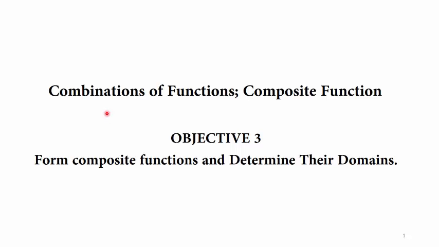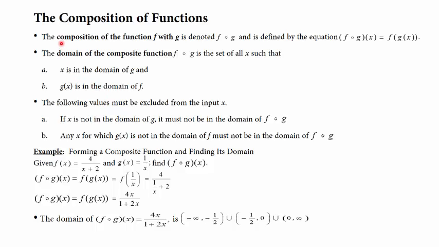The objective of this lecture video is to form composite functions and determine their domains. The composition of a function f with g is denoted by f after g and is defined by the following equation. f after g is the same thing as f of g of x, which means that the function g is going to act as an input element to the function f.